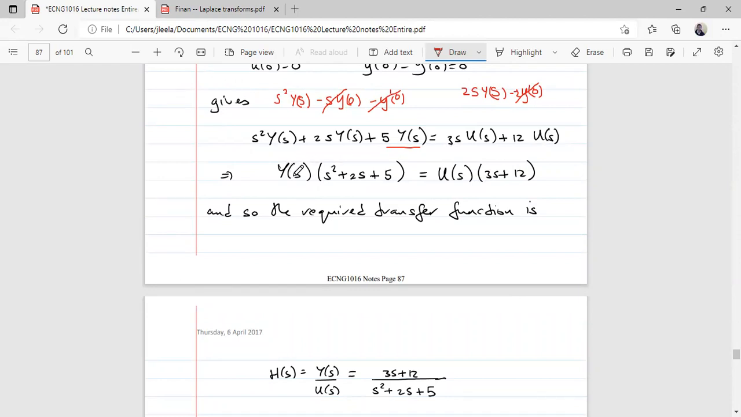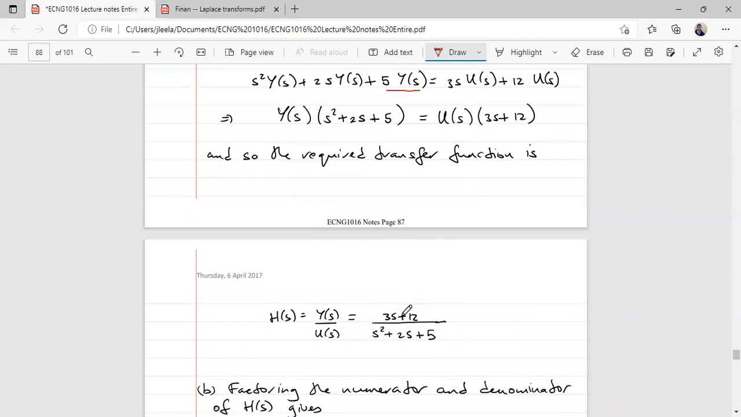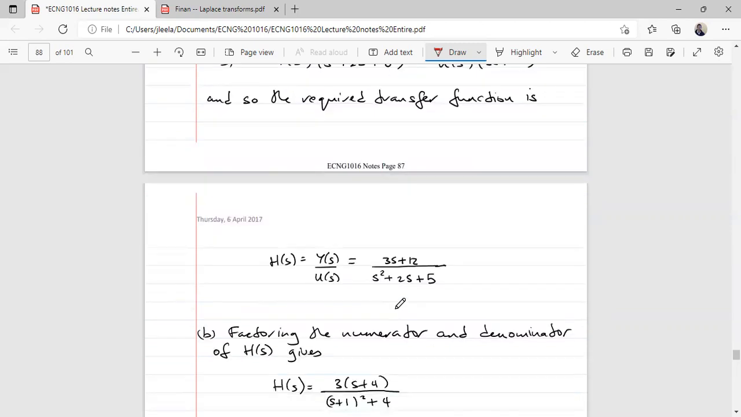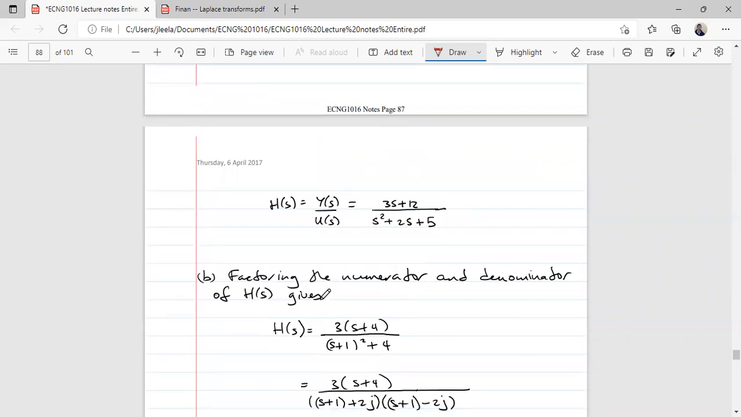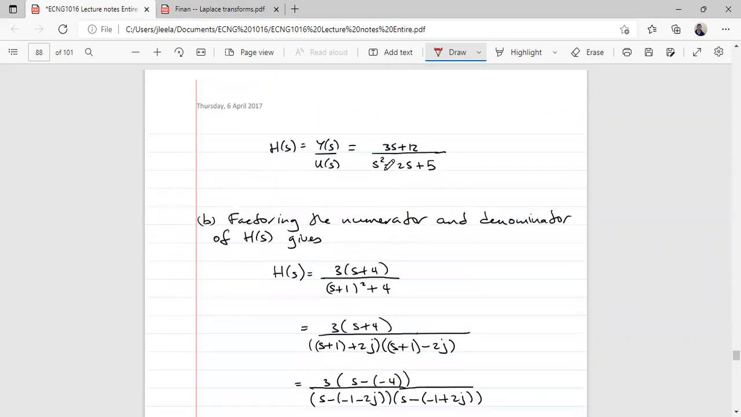So we could factor the Y(s) here, and you'll get s squared plus 2s plus 5. You factor the U(s), you get 3s plus 12, and then Y(s) divided by U(s) will be 3s plus 12 divided by s squared plus 2s plus 5. You notice the power of s in the numerator is less than the power in the denominator. And this is your transfer function. Now if you factor the numerator and the denominator, you remember 3 could be a factor here, so this could be your k. And then the denominator is s plus 1 squared plus 4.